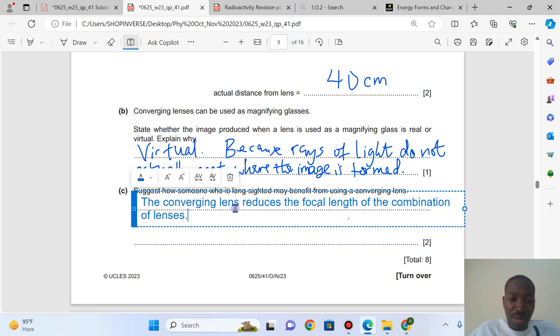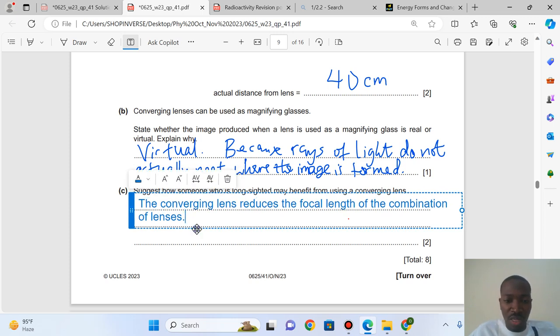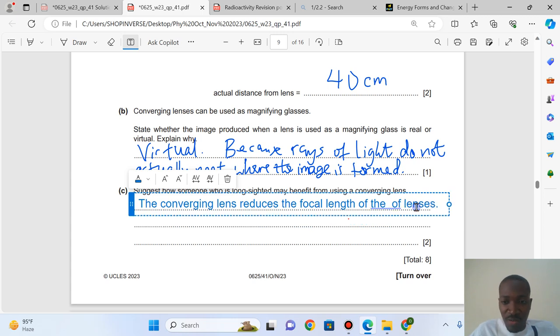Combination of lenses, I mean both the lens... let me not use combination. It just reduces the focal length of the lens in your eye, okay? The lens in your eye has its focal length, but adding the converging lens to it reduces the focal length of the lens in your eye.